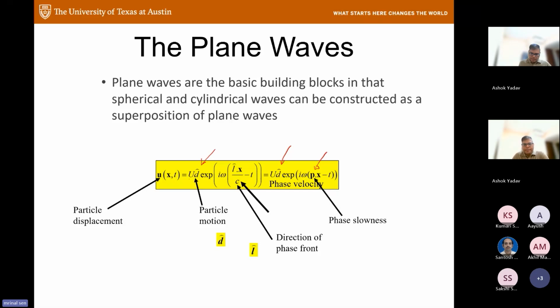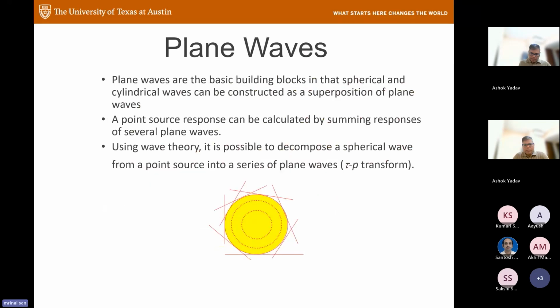Now, why are we interested in plane waves? The reason we're interested in plane waves is because these are basic building blocks. So our cylindrical and spherical waves that we talked about earlier in terms of Green's function, they can be constructed as a superposition of plane waves. Okay. So now you can look at this particular picture. This is a 2D slice from a 3D volume.